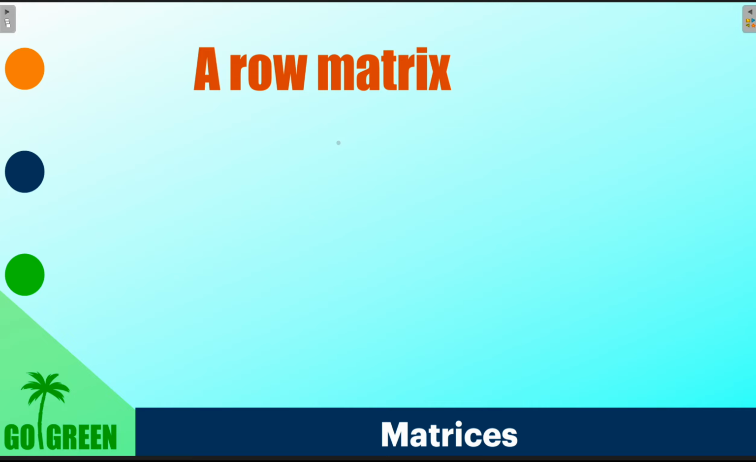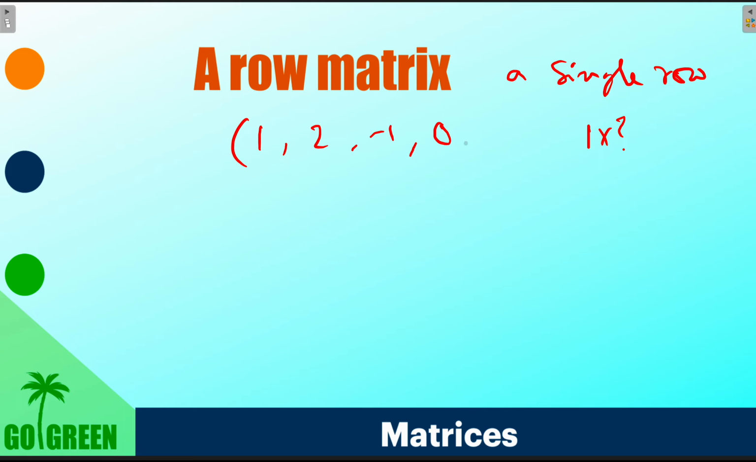Now a row matrix means what? There is a single row, which means only one row. So the number of rows is 1. The number of columns can be anything, okay. So suppose there will be only one row, for example 1 2 minus 1 0 3 4. Is this a row matrix or not? Yes, because there is a single row. You can see only a single row, which means this is a row matrix.